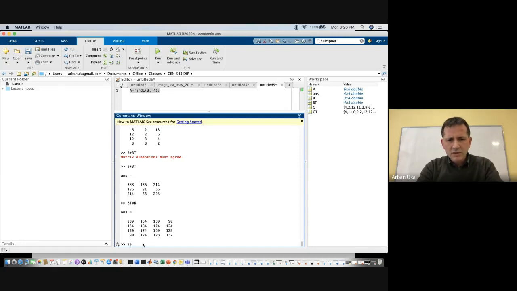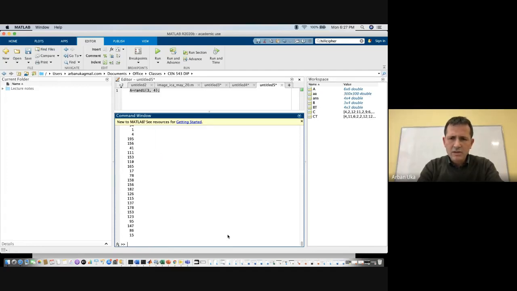Now, similarly, we can have another matrix, which is AA. This can be random integer generation, where the maximum value can be 200, and the matrix can be 300 by 300. If you click this, this is what we see, and we call this one AA. Now, this AA as a variable is a double variable.